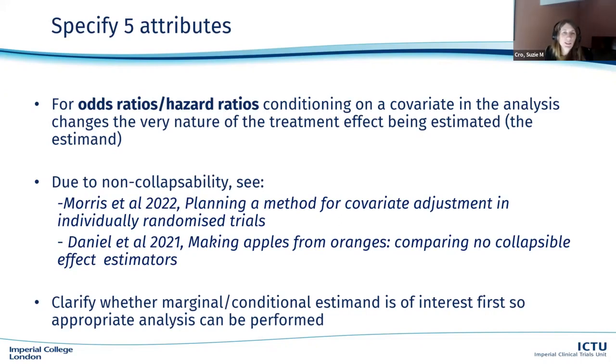Now, this subtlety doesn't arise for continuous outcomes that are analysed using linear models and summarised with a mean difference, or when risk differences or risk ratios are used for binary outcomes from Poisson models, as marginal and conditional estimands coincide for these measures. But this is an important issue to be aware of when you're using odds ratios and hazard ratios, so just to clarify if you're seeking a marginal or a conditional estimand.